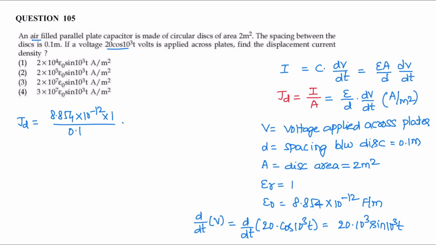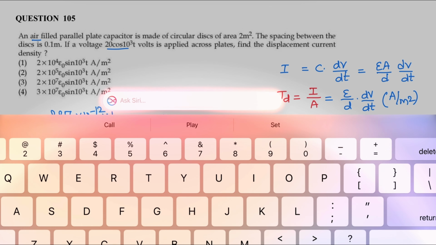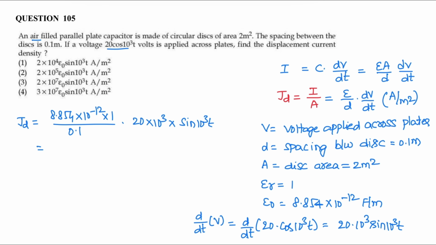So that is 20 into 10 cube sine 10 cube t. On substitution, its value is 2 into 10 power 5 sine 10 cube t. It is an air-filled capacitor, so we can take the relative permittivity value as 1. So the correct option is 2.